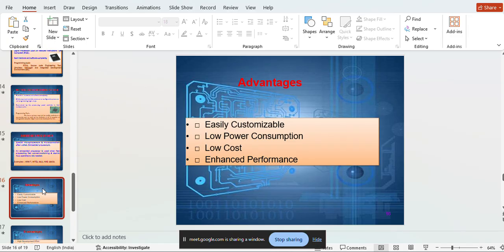Then low power consumption, since it is small in size, the power consumption is very low and it is low cost. Then it has enhanced performance. Since we use it for only a specific task, not multitasking, the performance will be very high.